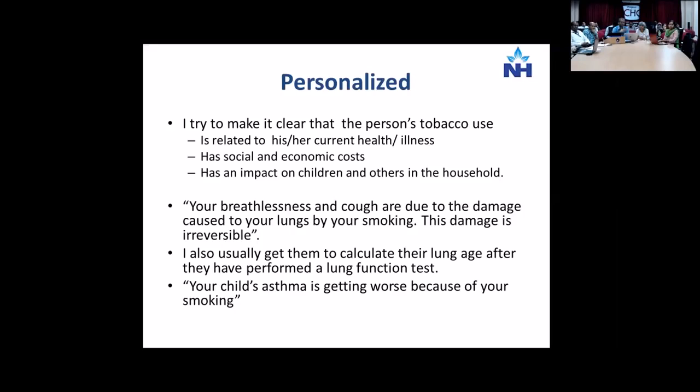Another very useful thing, because all parents truly care for their children, is to tell them that, for example, your child's asthma is getting worse because of your smoking, or your child has a higher risk of developing problems because of your smoking. And important to tell them that it's not just smoking around the children, though that's the worst, but even smoke clings to their clothes and can affect the child in the future. So important to tie in their smoking with their child's health now or in the future.